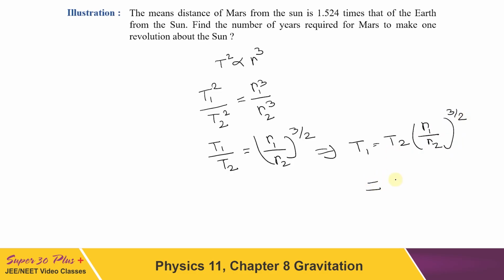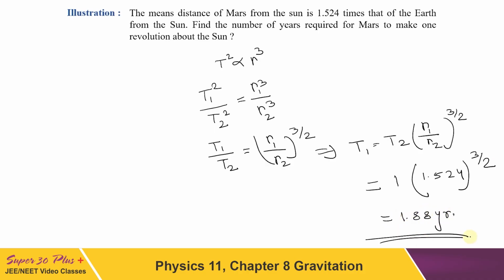For Earth the time period is 1 year, so 1 multiplied with the distance ratio. It is given that Mars is at a distance 1.524 times that of Earth. So it can be written as the ratio 1.524 to the power 3 by 2, which on solving will give 1.88 years. This is the time period we got for revolution of Mars around the Sun.